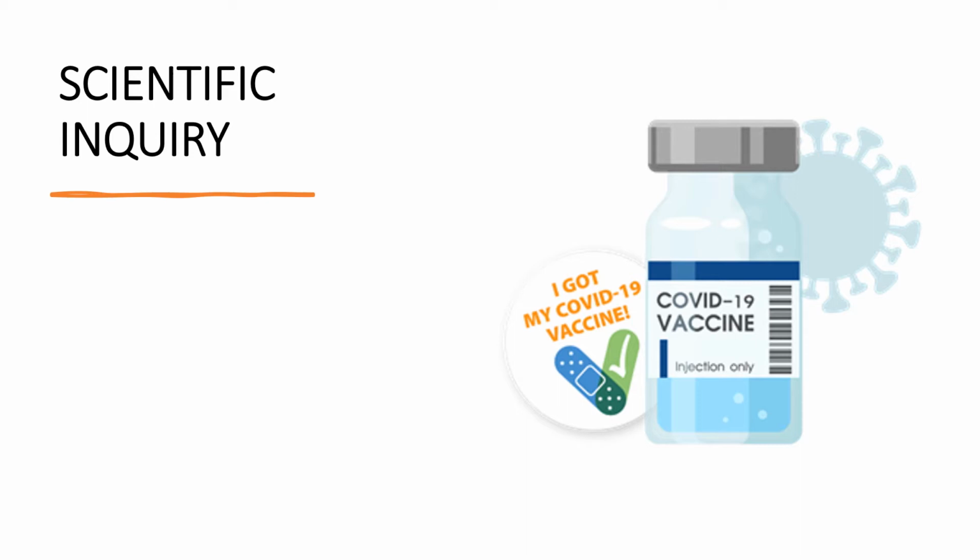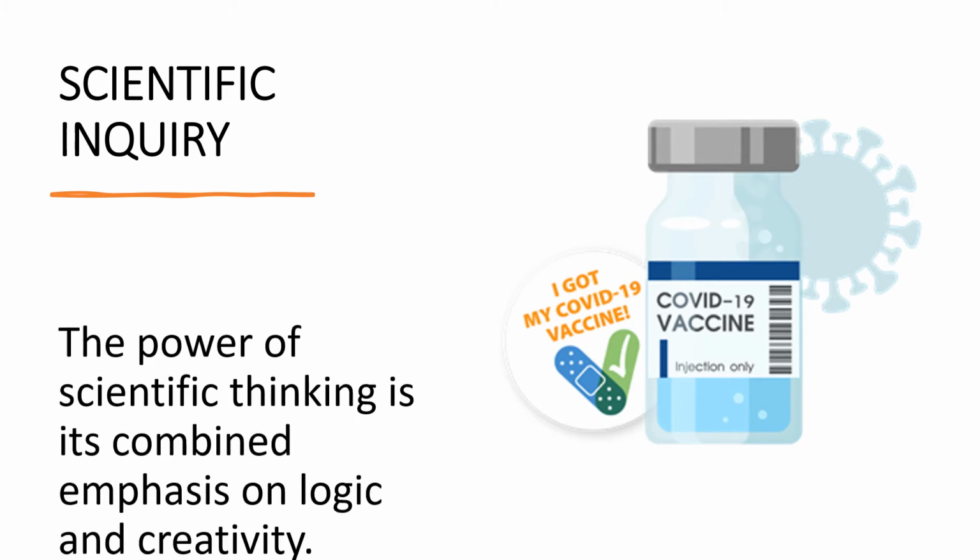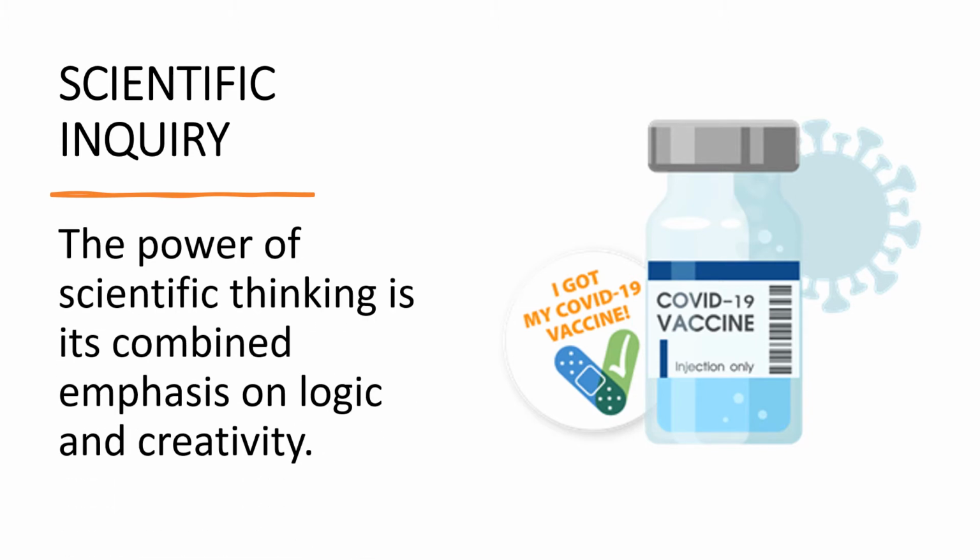People are usually under the impression that science is just a step-by-step process, and that is not at all true. Instead, science actually combines thinking, detective work, communicating with other scientists, and noticing connections between seemingly unrelated results. And the resulting insights have taught us everything we know about the natural world. Now, the power of scientific thinking is its combined emphasis on logic and creativity.